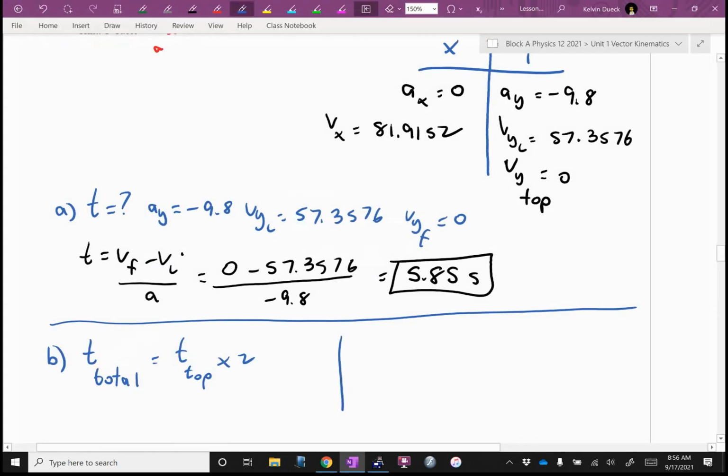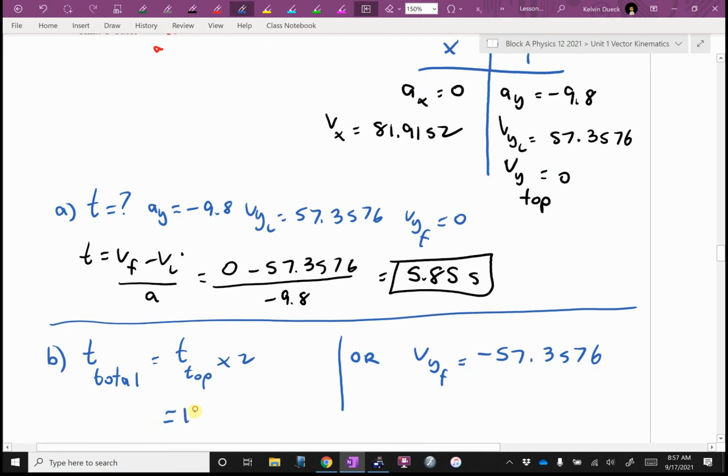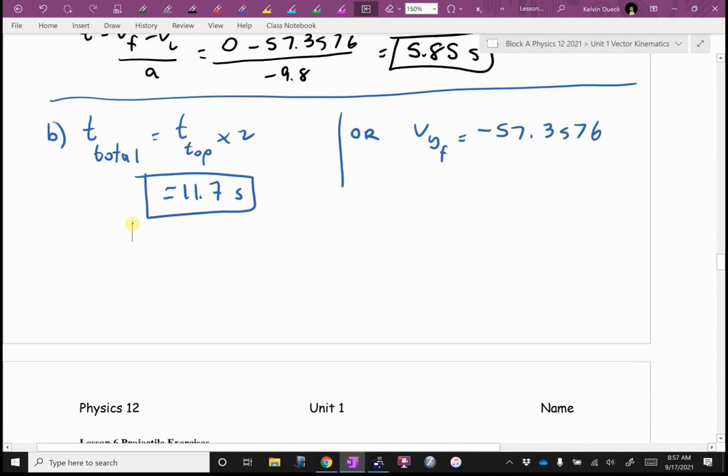If I hadn't done part A already, I could let Vy final be negative 57.3576 because what goes up must come down, and I can use that to find time. And I would do that if, honestly, they just asked me part C and I knew I wanted to find the total time of flight. I would say I'm not going to waste my time finding halfway there. I'll go find all the way there. But for now, I think I'm going to go times 2, 11.7 seconds. Cool.